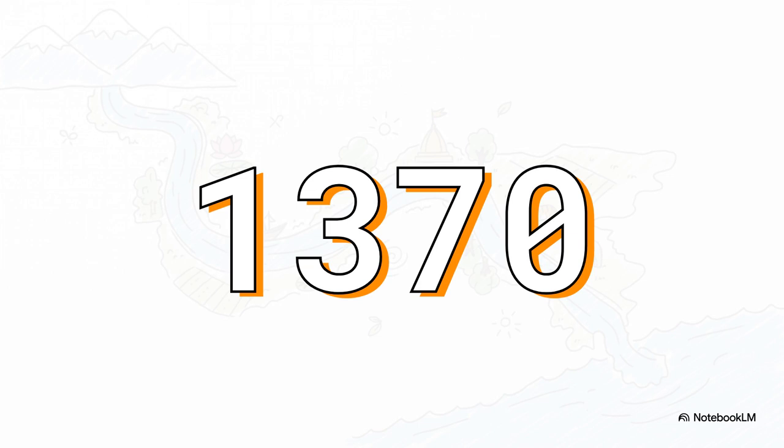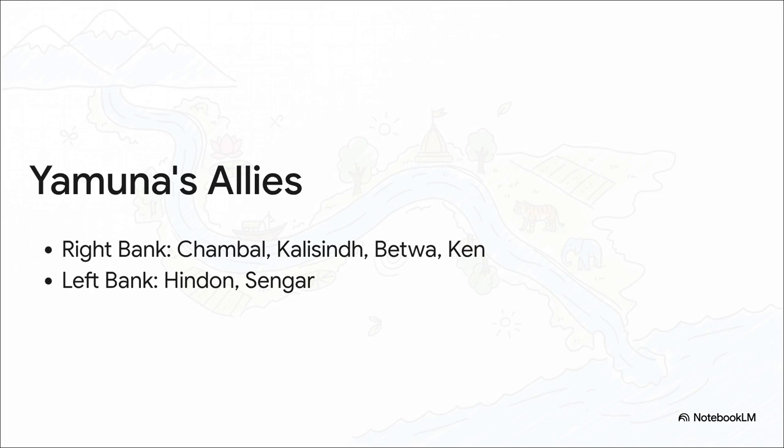It provides absolutely vital water resources for millions of people in megacities like Delhi and Agra, before making its grand rendezvous with the Ganga at Prayagraj. But, the Yamuna doesn't travel alone. It has its own massive, incredibly complex alliance system.